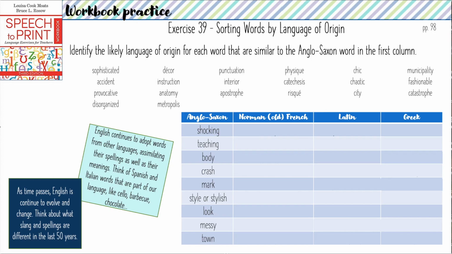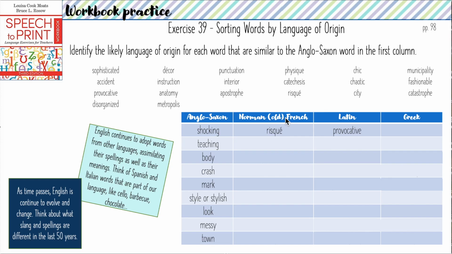So if I took the first one, sophisticated, what do we think it is? Well, right away, I hear that PH as an F sound. So I know that, I didn't start with that one. I know that sophisticated would be over in the Greek column. Looks like I started with risque. So why would risque be French? Well, you've got that unique ending, and that fits with the French endings.